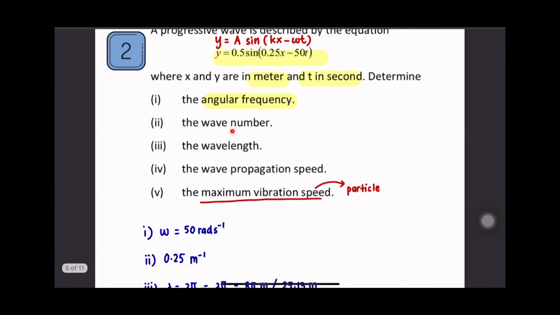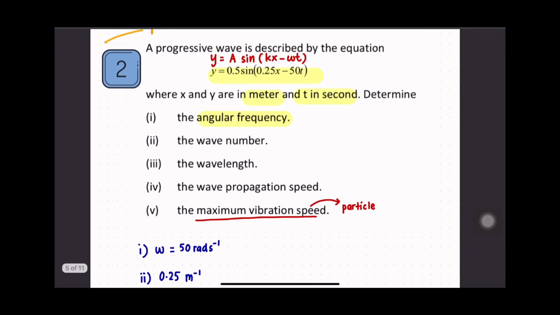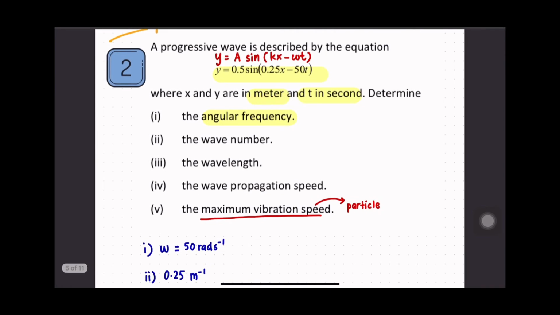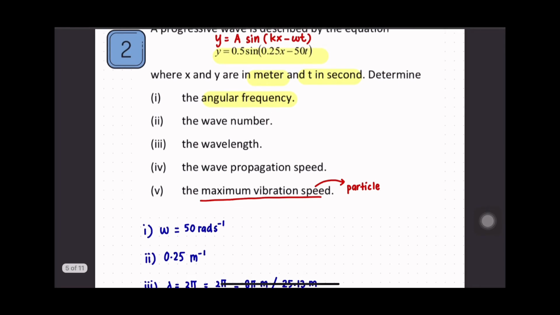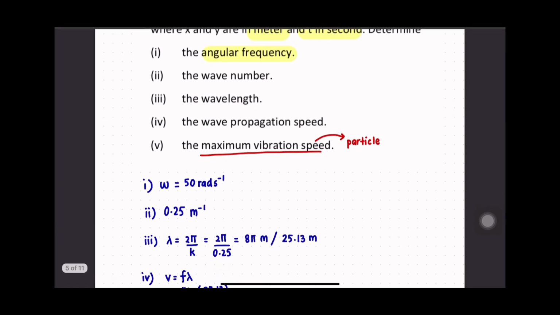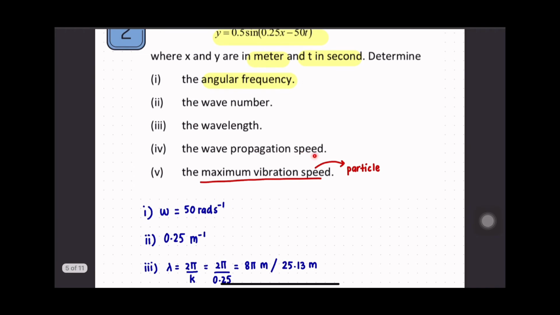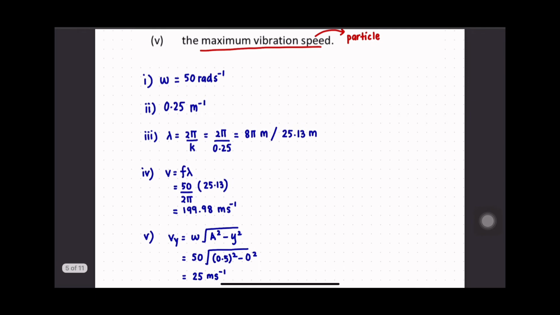Next, the wave number. The wave number k is 0.25, unit is per meter, because they said y and x are in meter. And then the wavelength, which comes from the wave number. So lambda is equal to 2 pi over k, which is 8 pi meter or 25.13 meter. Next is wave propagation speed, which means the wave motion. So V is equal to F lambda. F times lambda, you get 3.98 meter per second.